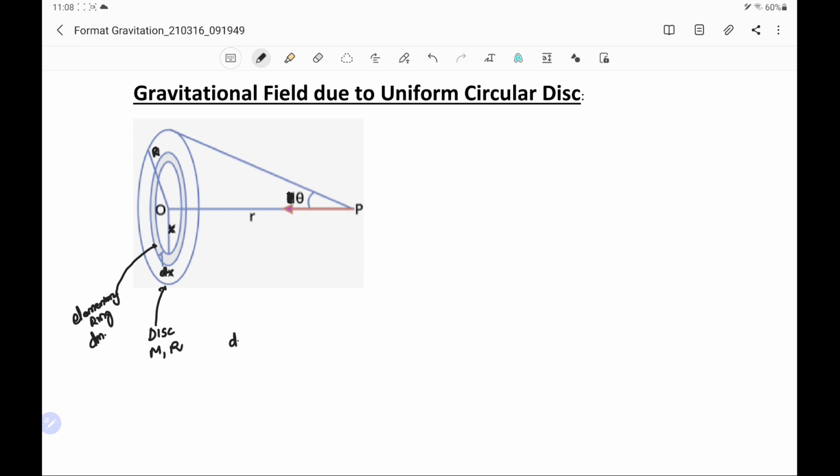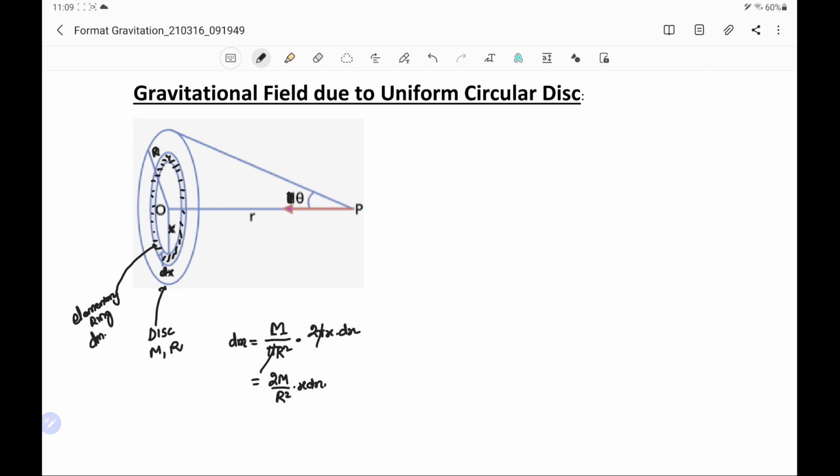Therefore, the mass of the elementary ring dm will be equal to the total mass of the disk, capital M, divided by its area pi R square. This will give the mass density, which is then multiplied with the area of the ring. This area will be equal to the circumference multiplied by the thickness of this ring, that is equal to 2 pi x into dx. Pi and pi will cancel out, so it will be 2M by R square into x dx.